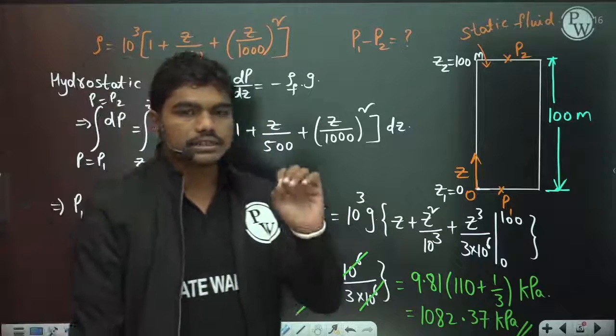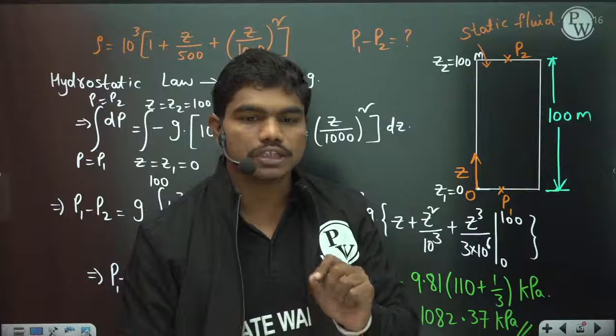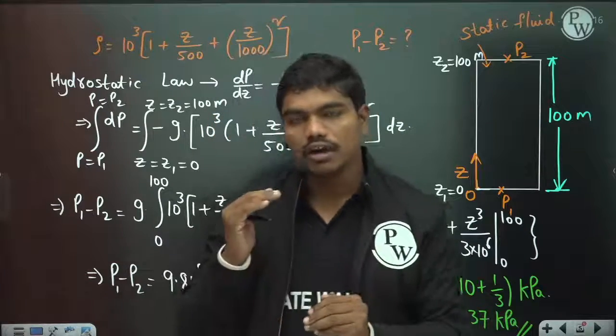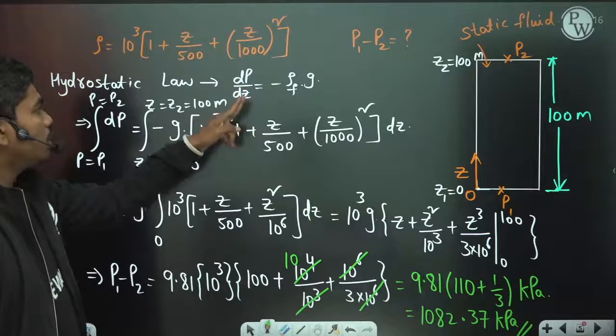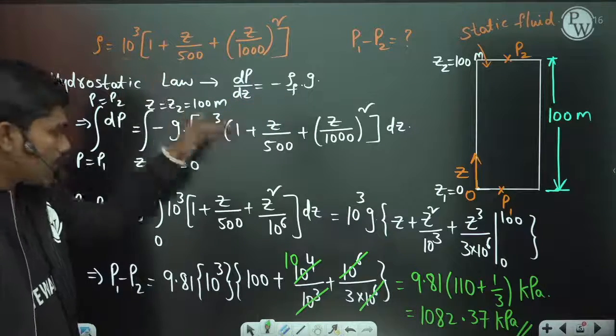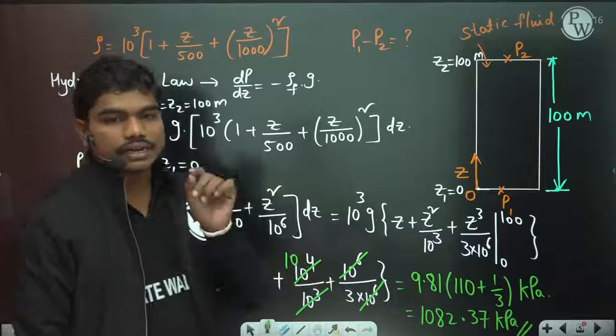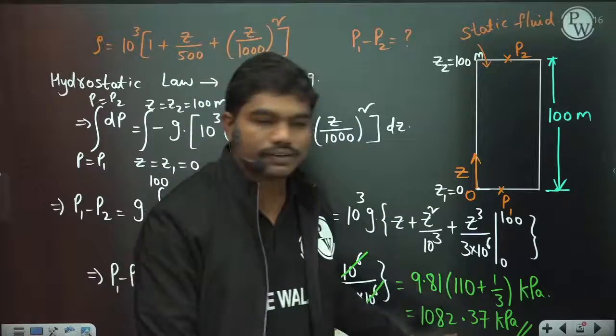The only thing here is that density is not a constant. It is given as a function of Z. Whenever density is given in terms of a function of Z, in this hydrostatic law you replace the density with this relation and go for the integration. But here, yes, 1082.37. Yes, even I got the same answer.